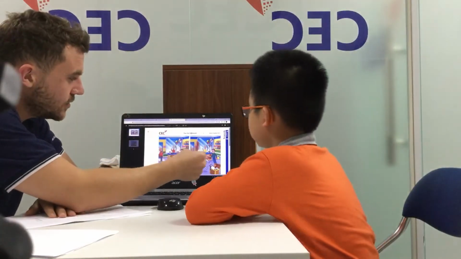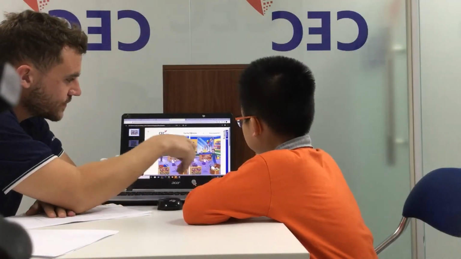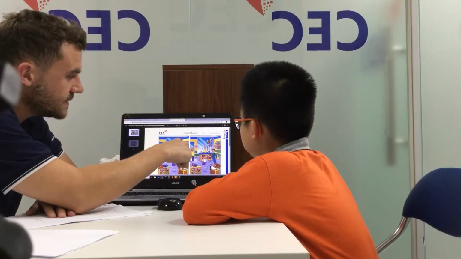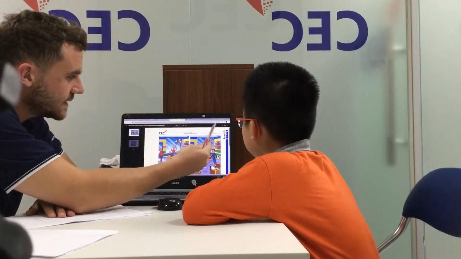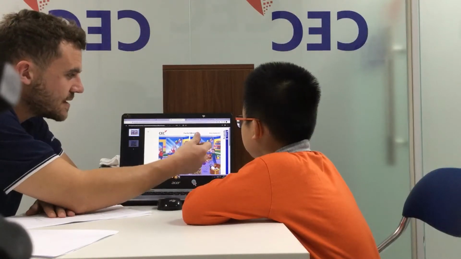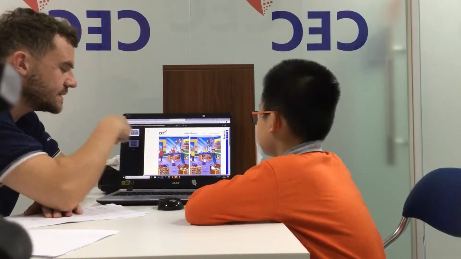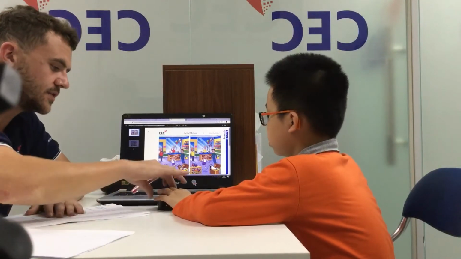Good. Take a look at these two pictures. They look the same, but they are different. In this picture, there are two kites. In this picture, there are three kites. Okay. What are the differences? Can you see? I don't need to touch.